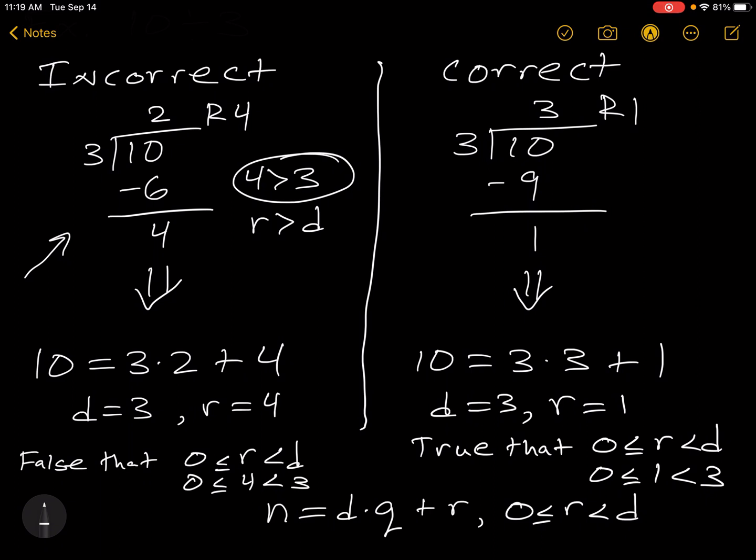So this is what the division algorithm is all about. It's really just formalizing your intuition from grade school that your remainder has to be less than your divisor. And our remainder can't be smaller than 0, so we do that.